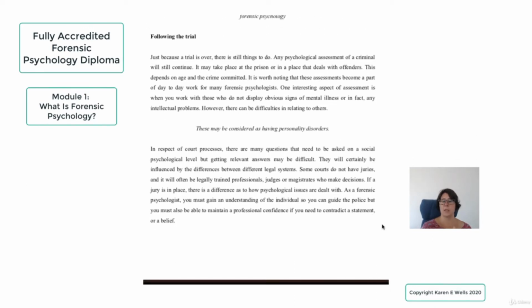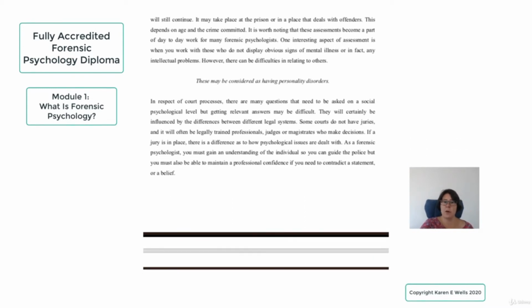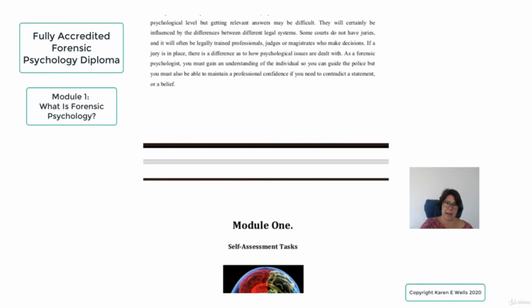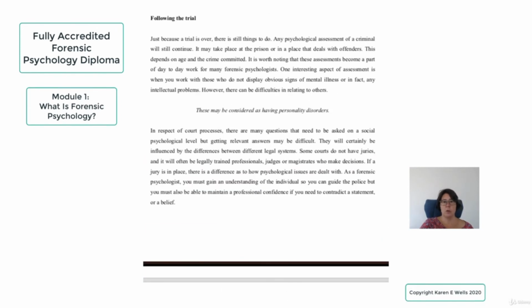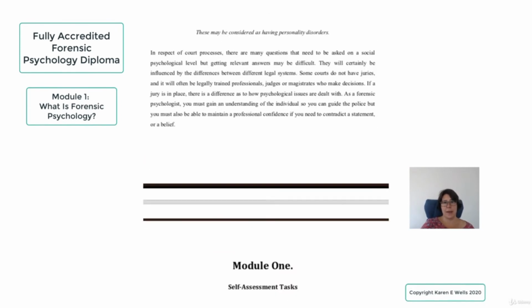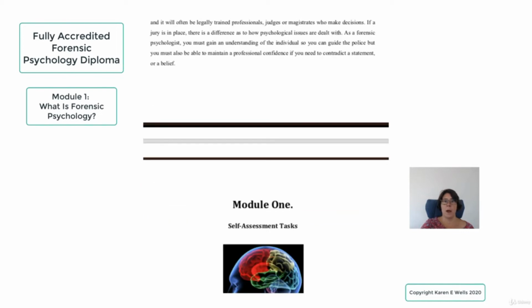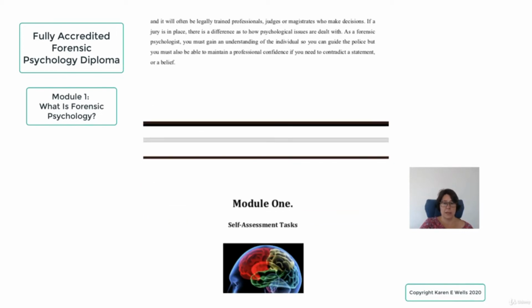Just because the trial is over, some people might think that's the end of everything, but there are still things to do there. The psychological assessment of a criminal is still going to continue, and that can take place in a prison or in a place that's dealing with offenders. And of course, some of those people might have personality disorders. So you've got your 6 stages there of working as a forensic psychologist.